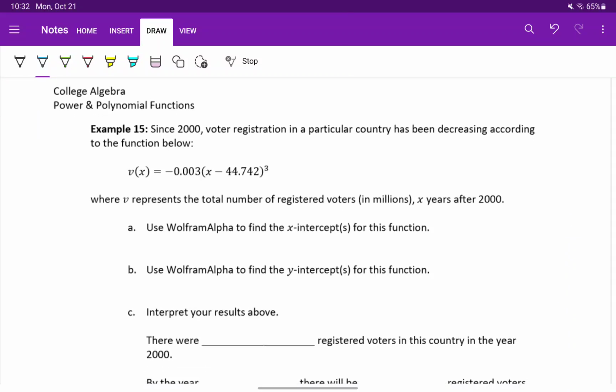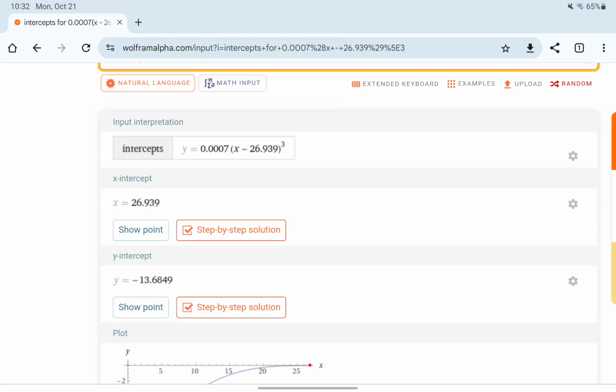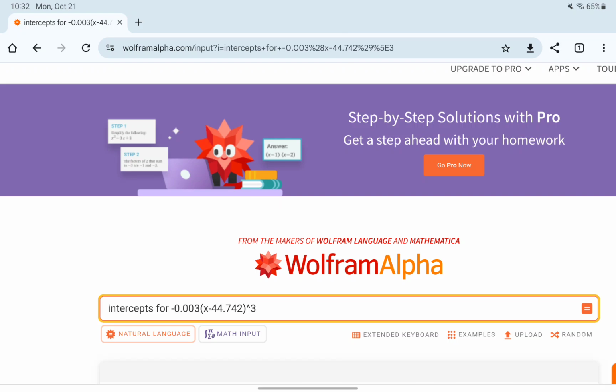In example 15, we're told that since 2000, voter registration in a particular country has been decreasing according to the function below. We want to use Wolfram Alpha to find all x and y intercepts. So we'll again ask for intercepts, but update to this new function. Just 2 zeros there, 0.003 times x minus 44.742 cubed.